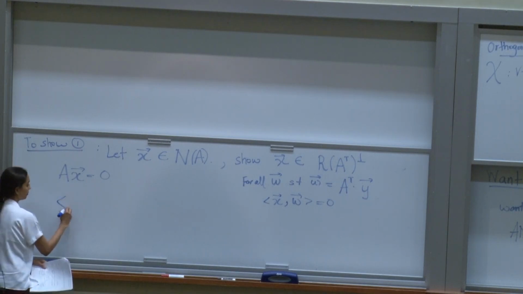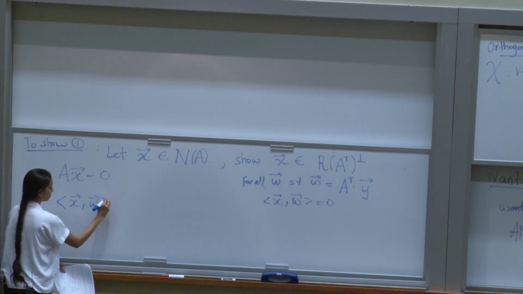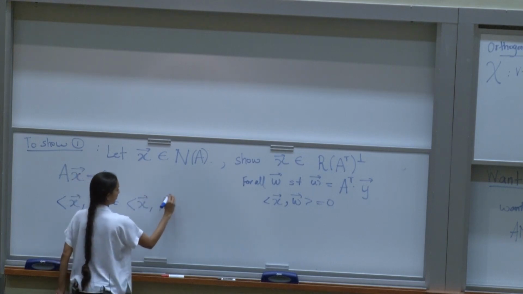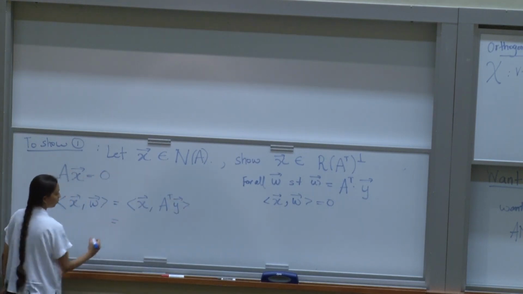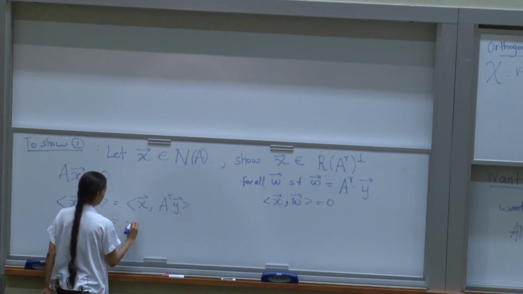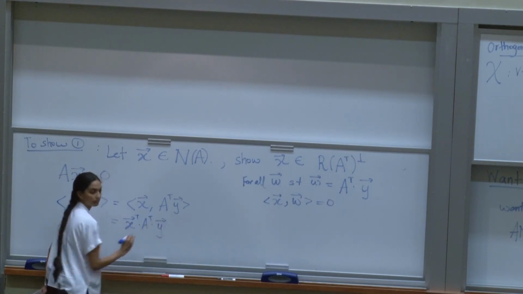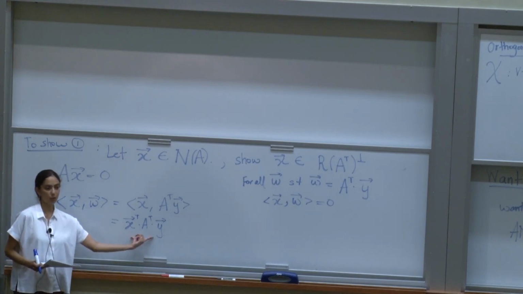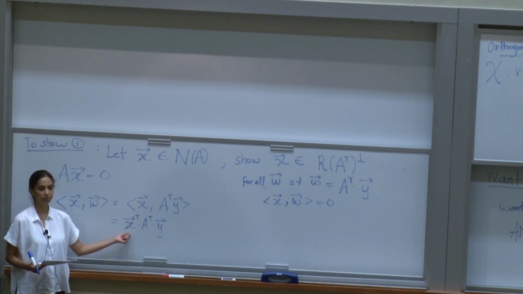Okay, so let's try computing it out. Let's consider x inner product W, which is equal to x inner product A transpose Y, which is equal to x transpose A transpose Y, right? So when I look at this quantity, what are the dimensions of this quantity? Is this a vector, a matrix?